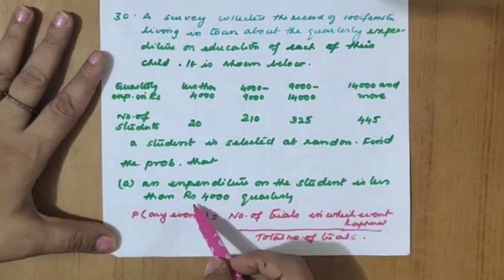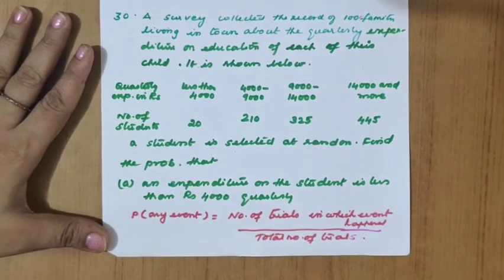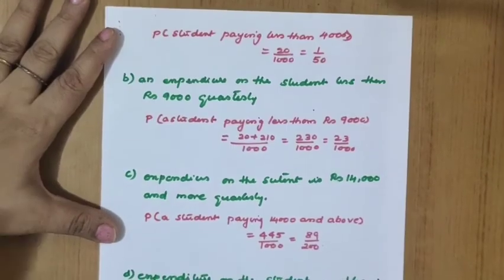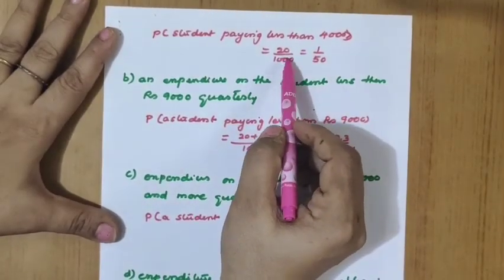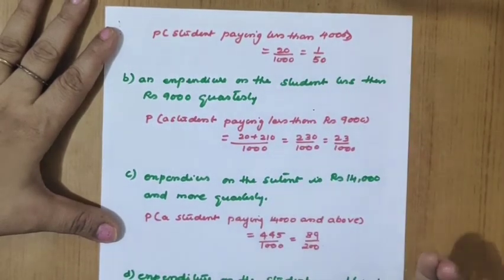The first sub-question is less than rupees 4,000. Now let us see the answer. So it is 20 favoring out of 1,000. So 20 by 1,000 is equal to 1 by 50.